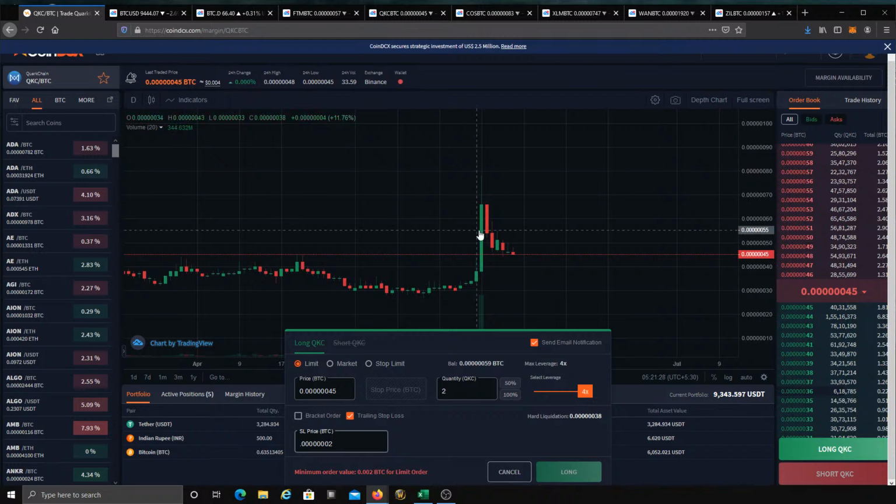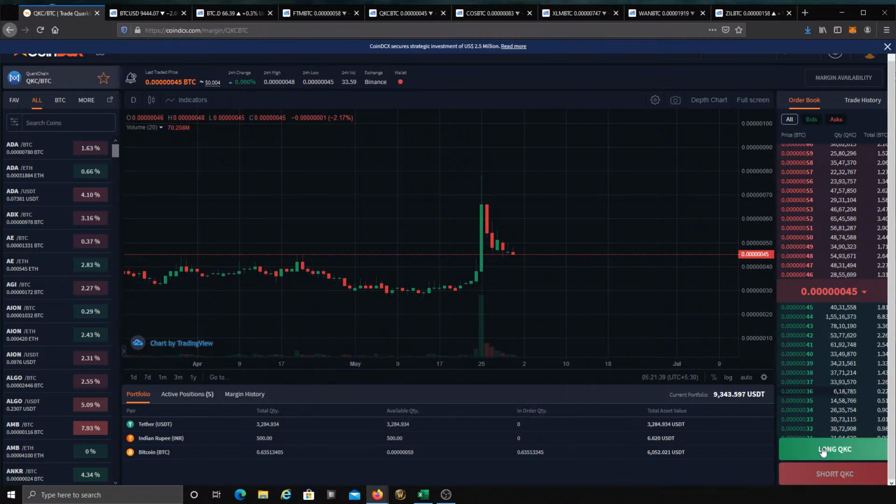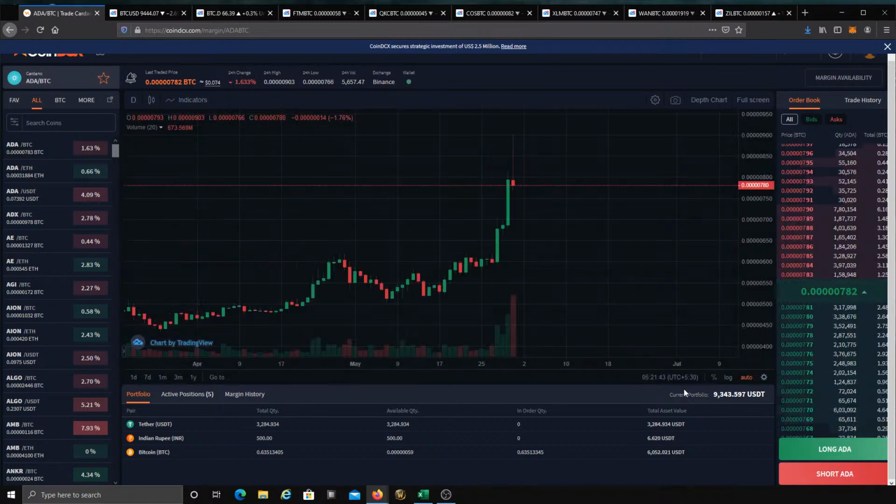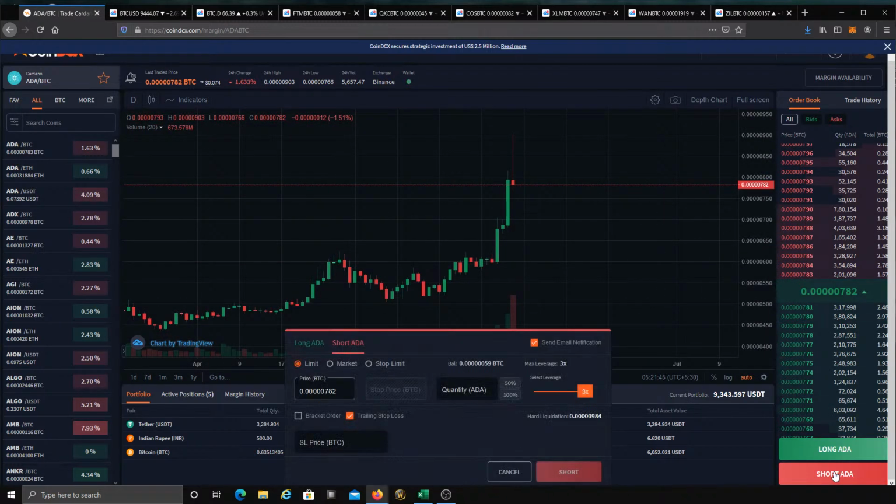Okay, so that's trailing stop. And you can click to choose whether you want it to send you an email notification when your position is closed or not. Okay, so that's longing. You can't really short this one. ADA Bitcoin you can. So we can short ADA against the Bitcoin pair on this exchange.